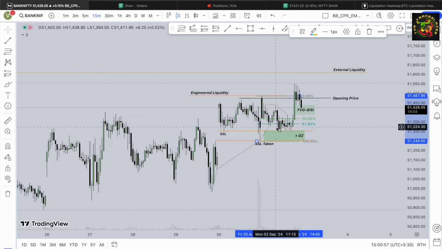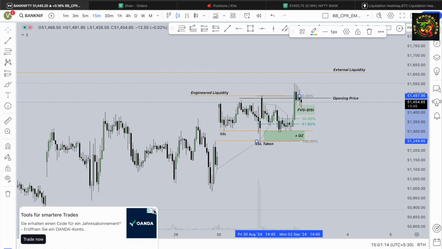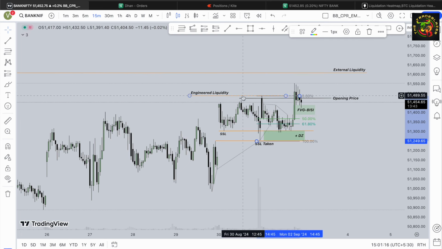But then I could not exit the trade because you can see again there is a liquidity pool as a support, and demand zone is also available, right? Based on which I could not exit the trade, and I waited till this long side move, and then exited the trade somewhere here once the liquidity is collected on the buy side, right? You can see engineered liquidity over here, and once this is collected by the price, I exited the trade.